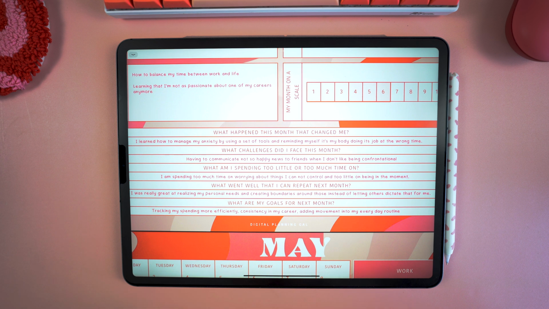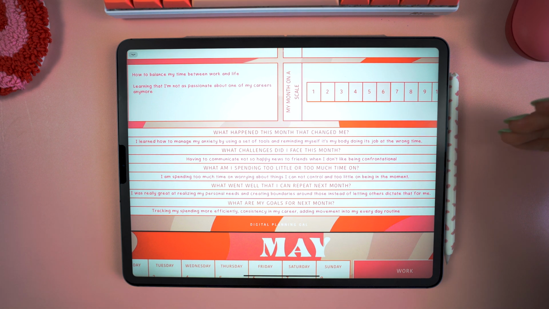What am I spending too little and too much time on? I'm spending too much time on worrying about things I cannot control and too little on being in the moment. Definitely a big focus for next month, because this month was so anxiety filled and kind of addressing that anxiety. I think next month we'll definitely have improved in this area.